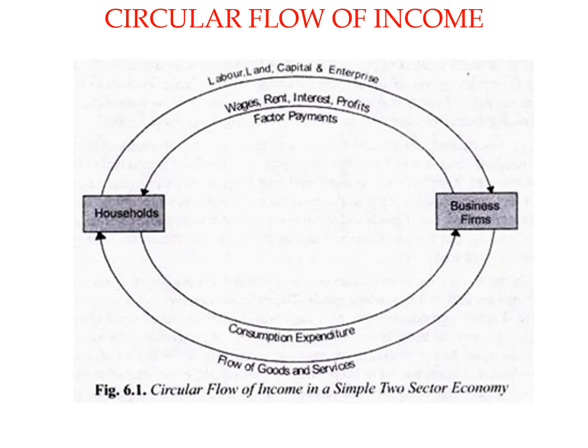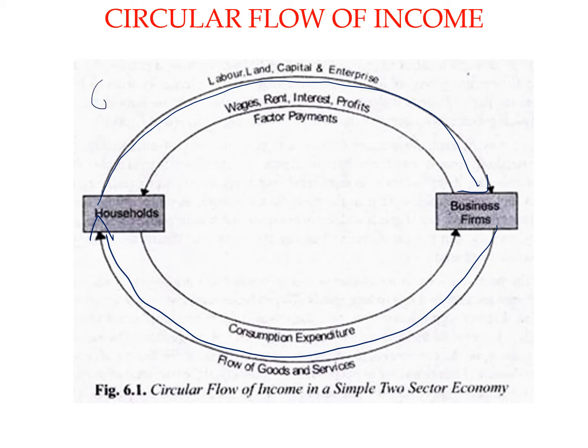Here, the household is giving land, labor, capital, entrepreneurship to the business firms. The business is giving the flow of goods and services to the household. The outer circle of this is called the generation phase. It does not involve money, because they are giving land, labor, capital, entrepreneurship, and the business is giving the flow of goods. This is a real flow.